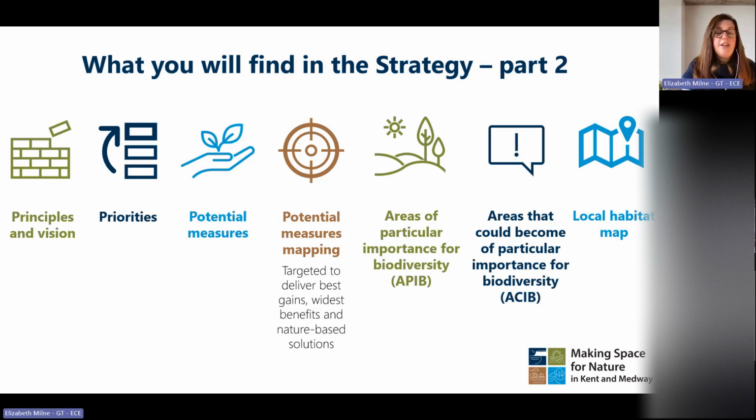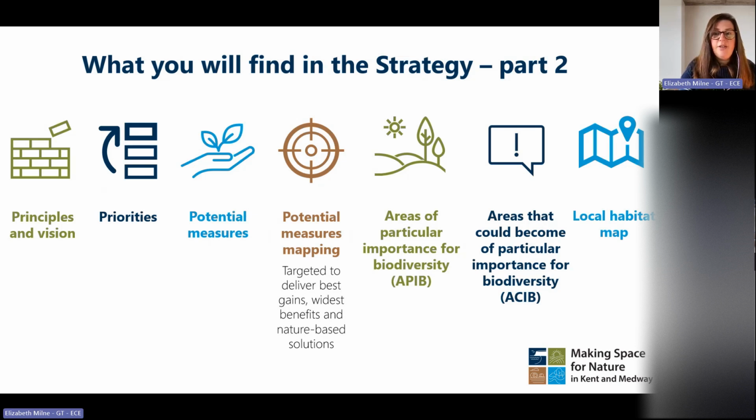So the next stage of the work was to then map those potential measures and target them to where they will deliver the best gains, the widest benefits, and also support nature-based solutions. More detail of how we went about that is provided in the strategy and appendices.